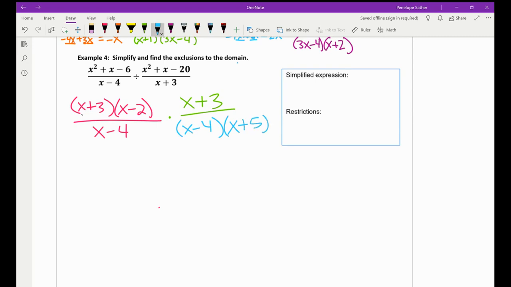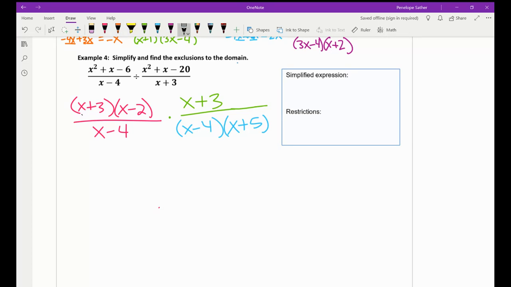Okay, so now that we have everything factored, we can go through and do the fun part. We can see if there's anything that cancels. And for this particular problem, there isn't anything that cancels. It's all there, just the way it is. So we might as well write this simplified.